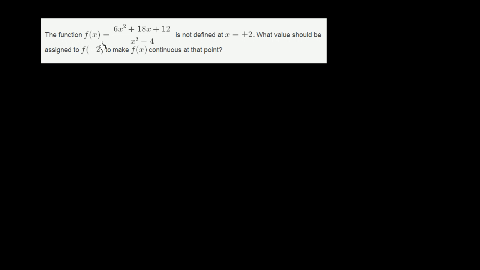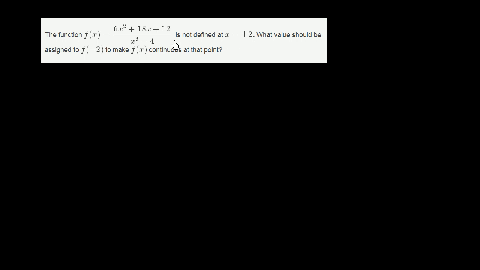The function f of x is equal to 6x squared plus 18x plus 12 over x squared minus 4 is not defined if x is equal to positive or negative 2. And we see why that is. If x is equal to positive or negative 2, then x squared is going to be equal to positive 4, and 4 minus 4 is 0, and then we're going to have a 0 in the denominator, and that's not defined. We've never defined what happens when you divide by 0.